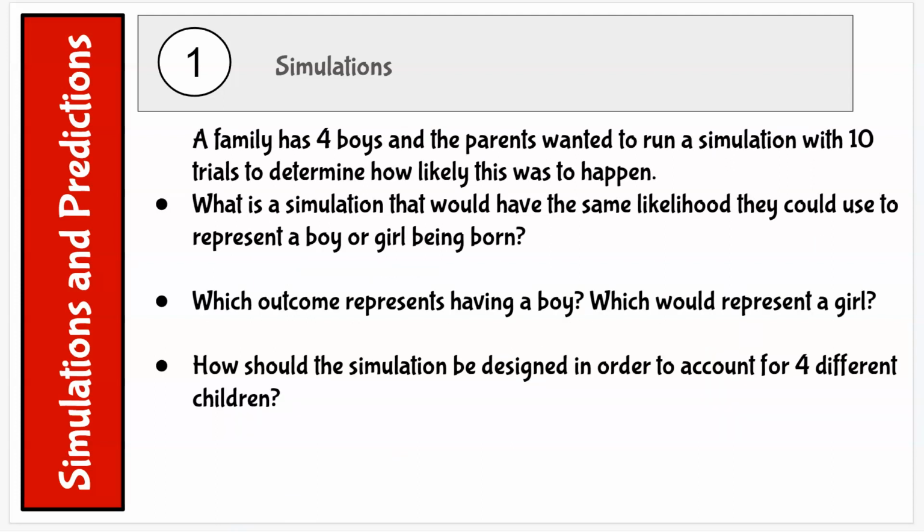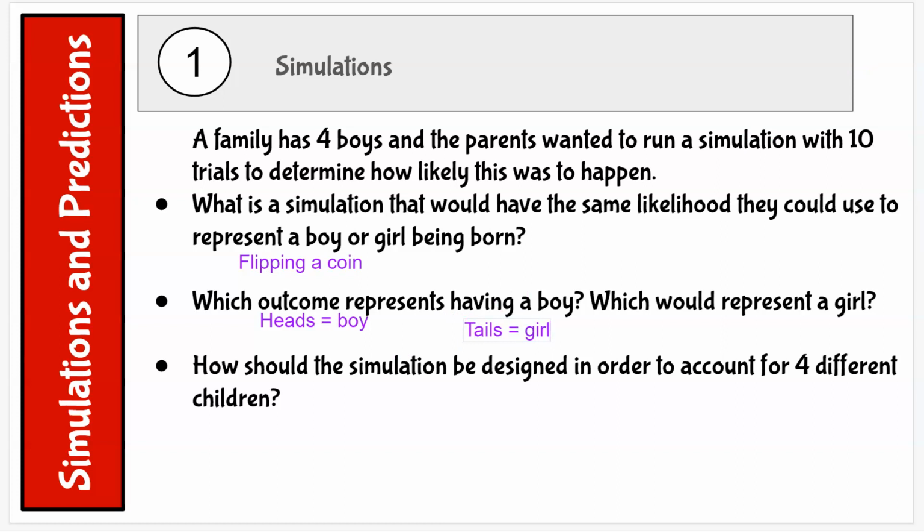All right, so let's use that and then run this simulation for this one. A family has 4 boys, and the parents wanted to run a simulation with 10 trials to determine how likely that was supposed to happen. So a simulation we could have run that is similar, like I said before, I would run this simulation by flipping a coin, and then we want to label which outcomes which when we run this simulation. So I would say that heads is going to represent that boy, and tails is going to represent having a girl.